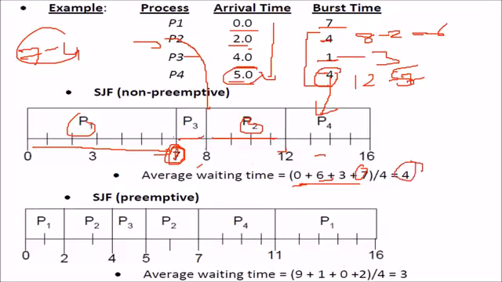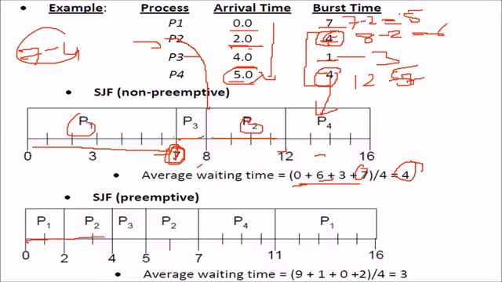Now let us come to the preemptive case. Because there is no one else, P1 will be given the chance. It has completed till 2, but by the time P2 has arrived, and P2 has a shorter time than this. What is the remaining? 7 minus 2, so the burst time is 5. P2's time is 4. So which will be taken? 4. P2 will be given the chance.